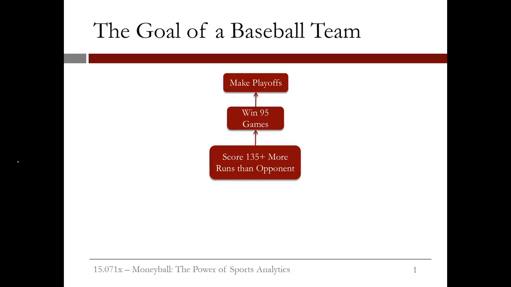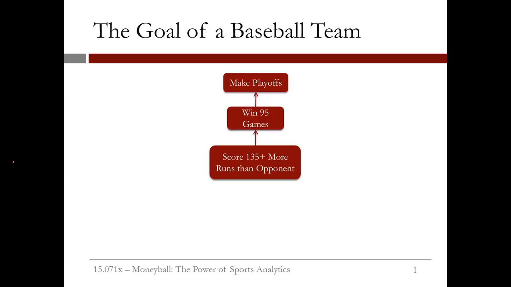In the previous video, we used data in linear regression to show that if a team scores at least 135 more runs than their opponent throughout the regular season, then we predict that that team will win at least 95 games and make the playoffs.